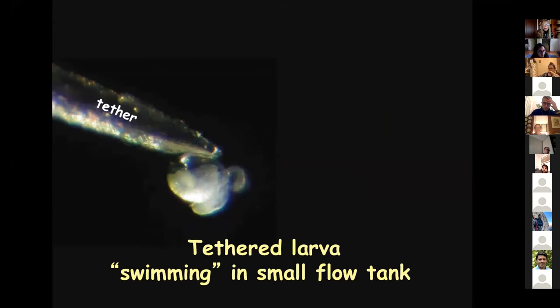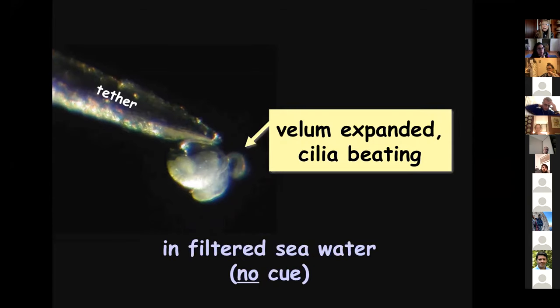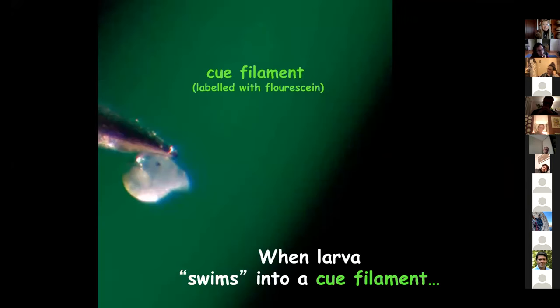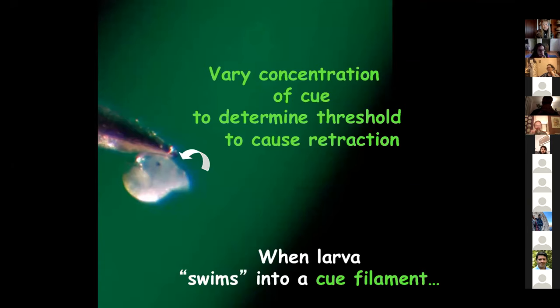So what we can do is tether our larva and let it swim in a small flow tank where the water flow relative to the larva is the same as its swimming speed. So it's swimming along with its velum, thinking it's out in the deep blue sea. The velum is expanded and the cilia are beating when it's in filtered seawater with no cue, but we can put stripes of odor in the water that moves past this larva. Here you see a cue filament labeled with fluorescein. When a larva swims into a cue filament, we see that it retracts its velum. And when it retracts its velum, it stops swimming and it sinks if it's not tethered. We can vary the concentration of cue in our filaments to determine the threshold concentration to cause this behavior.